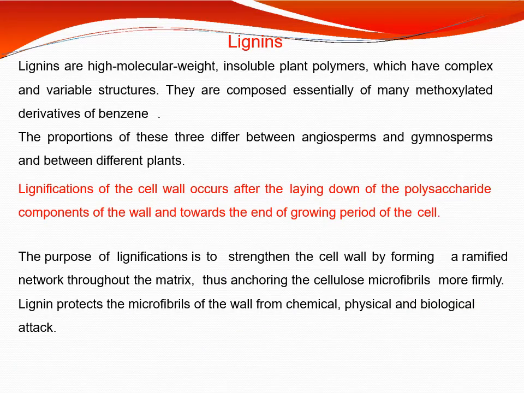Another component of the cell wall is the lignans. Lignans are high molecular weight insoluble plant polymers, and they have complex and variable structures. Lignification of the cell wall occurs after the laying down of the polysaccharide components of the wall and towards the end of the growing period of the cell. The purpose of lignification is to strengthen the cell wall by forming a rigid structure throughout the matrix of the cell wall. So lignans are the structures which give strength to the cell wall, and these structures along with the chitin are present in the case of lower plants and some types of fungi.